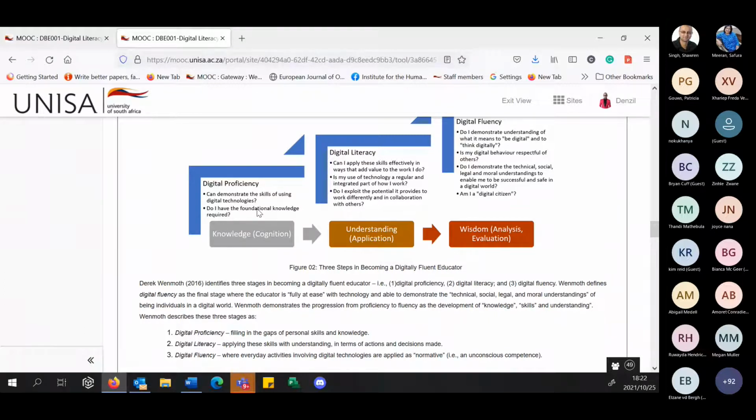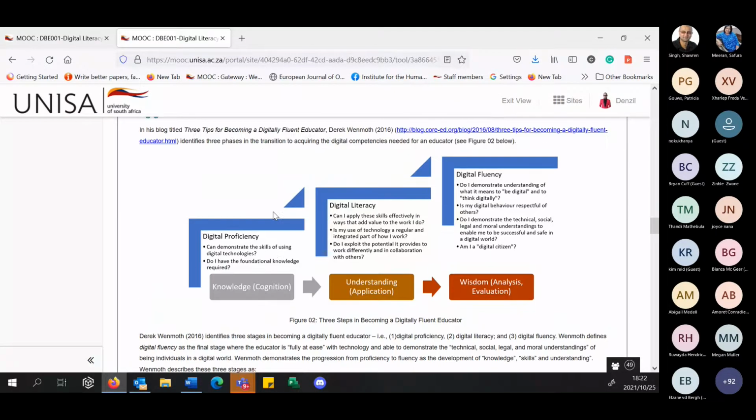Then Derek Wenmott goes further and he talks about digital fluency. And this is where we all need to strive to be digitally fluent, right? Do I demonstrate understanding of what it means to be digital and to think digitally, right? Be digital and think digitally. Is my digital behavior respectful of others? And do I demonstrate the technical, social, legal, and moral understandings to enable me to be successful and safe in a digital world? Am I a digital citizen?